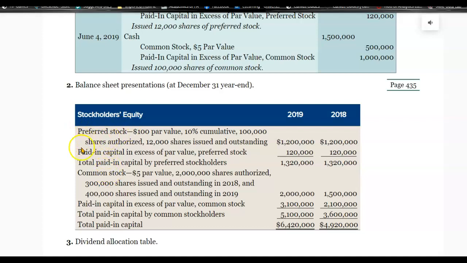We've got preferred stock with its paid in capital, okay? And then we have the total paid in capital line summarizing it. Then we have the common stock and the individual transactions that occurred between 2018 and 2019. And then the paid in capital account. So we have a total paid in capital by common stockholders. So that's kind of the summarization, and then we have our total paid in capital. So this is the way that it gets organized, and all you're doing is pulling together and summarizing the information that's occurred up in the journal entries.